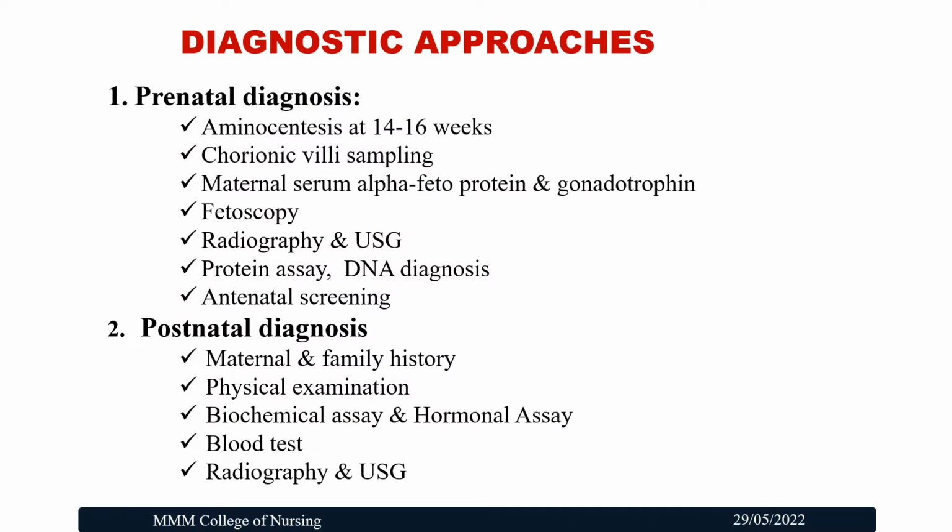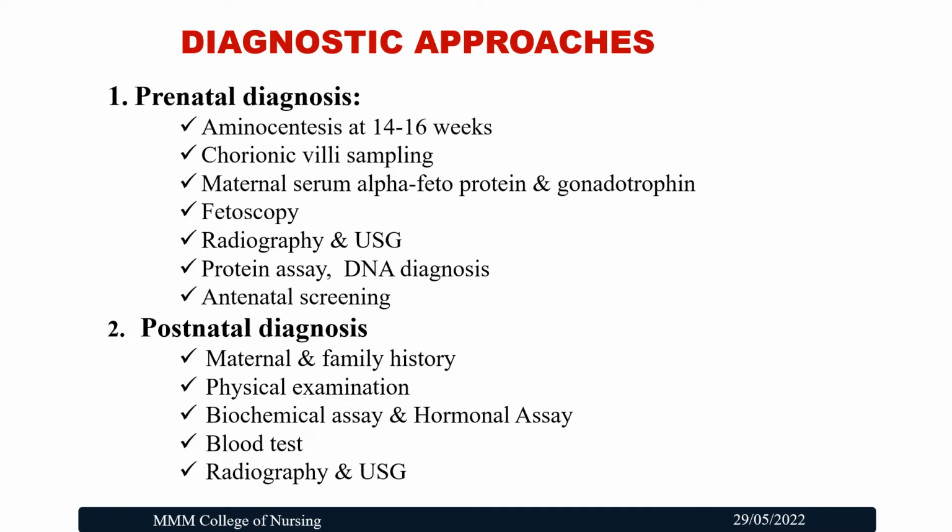Moving on to diagnostic approaches, it can be prenatal diagnosis and postnatal diagnosis. Under prenatal diagnosis, the investigations are amniocentesis during 14 to 16 weeks, chorionic villi sampling, maternal serum alpha fetoprotein, gonadotropin testing and fetoscopy, X-ray and ultrasonogram, protein assay, DNA diagnosis and pre-antenatal screening. All these investigations can be done during the prenatal diagnosis method.